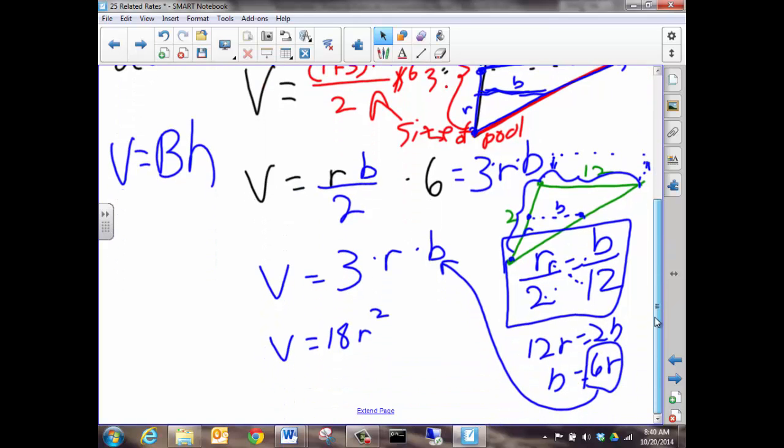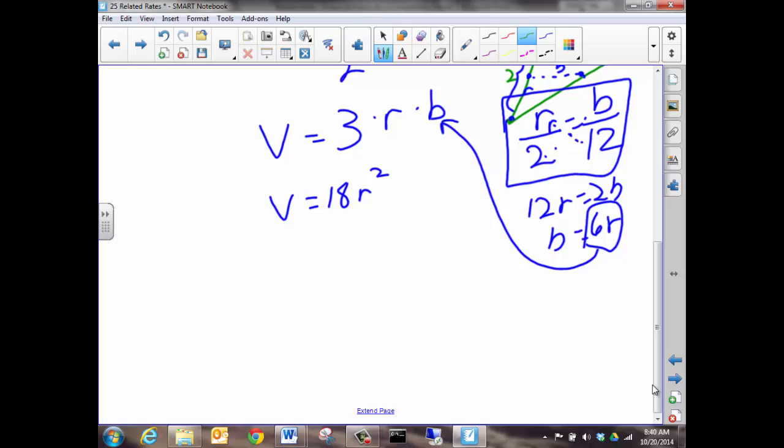Okay. Well, let's look at this. This is the pool. This is the water. We know this is 2. We know this is 12. This is going back to geometry. Do you see 2 similar triangles? Remember, similar triangles have the same size angles, but they differ in size. If we have similar triangles, then the side lengths are in proportion to one another.